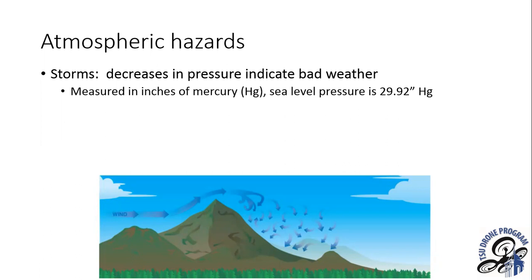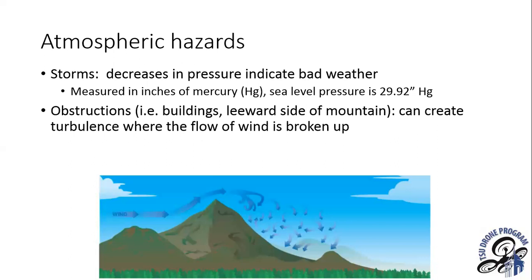And it's also important to remember that as the altitude increases, the pressure is going to decrease. So for every 1,000 feet of altitude, you're going to decrease the pressure by 1 inch of mercury.